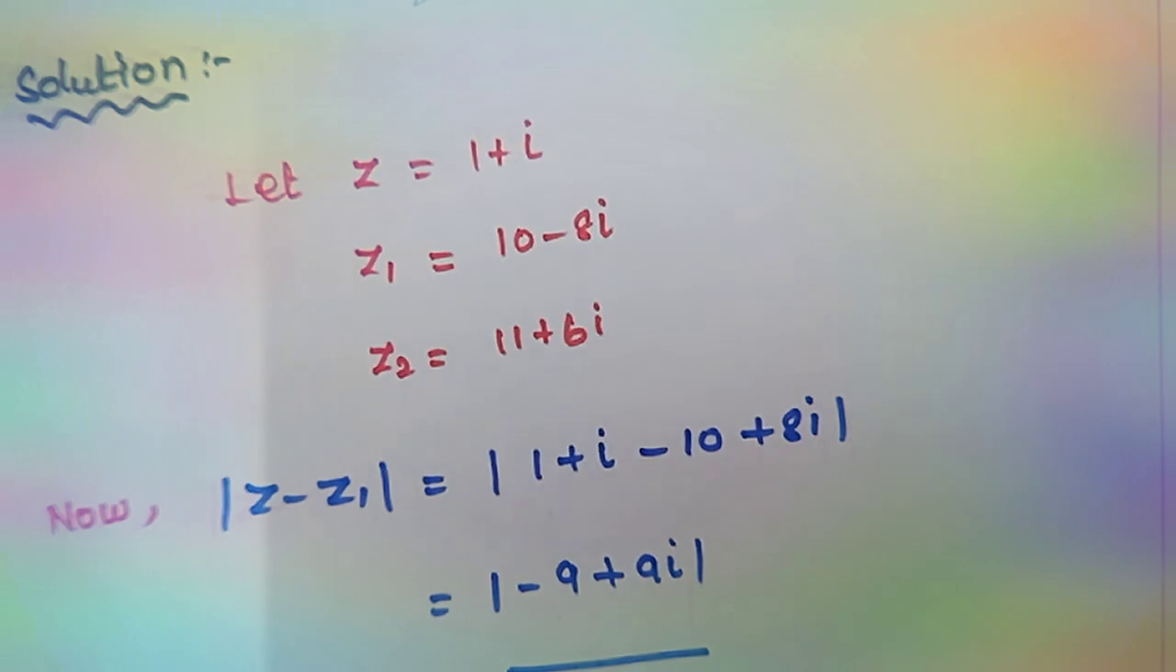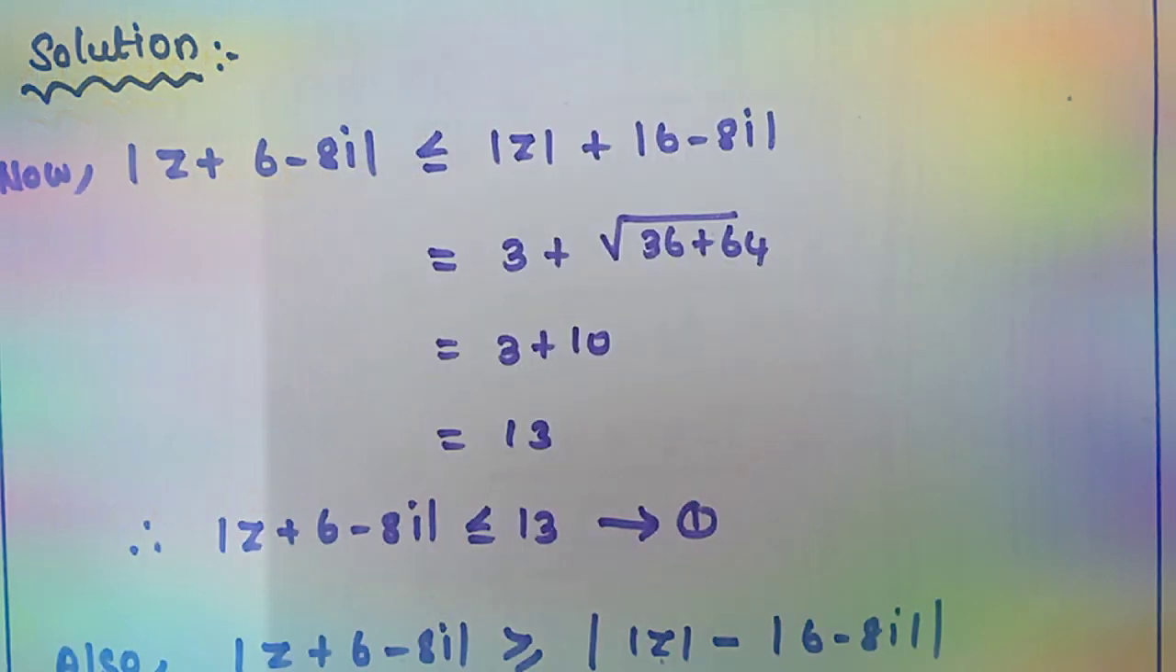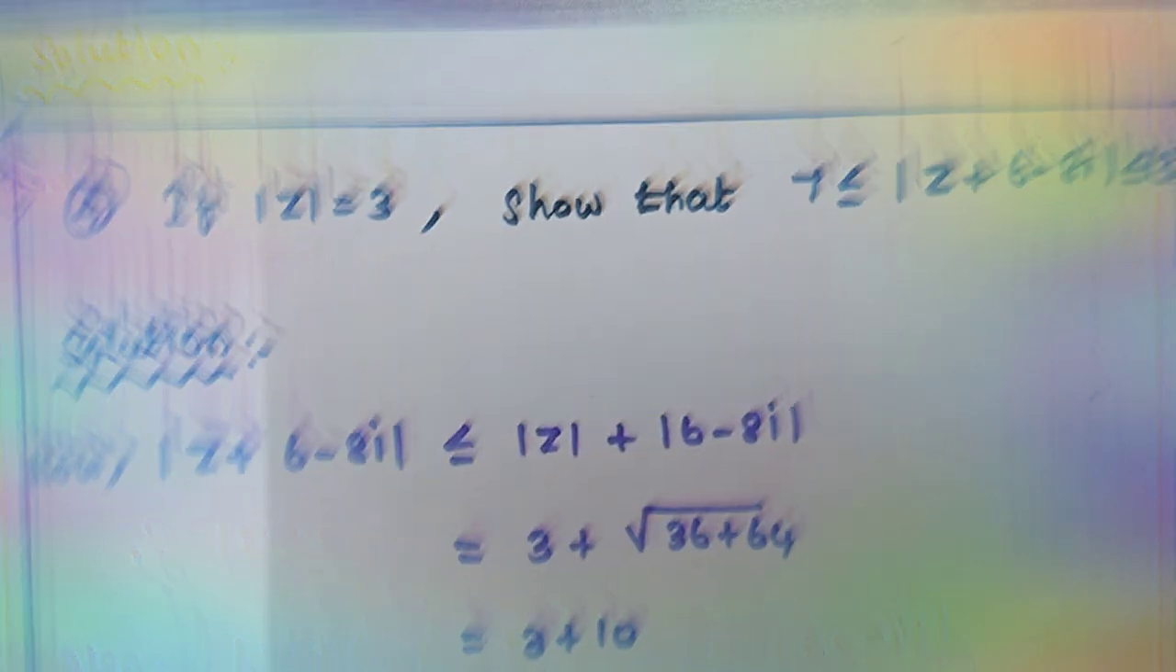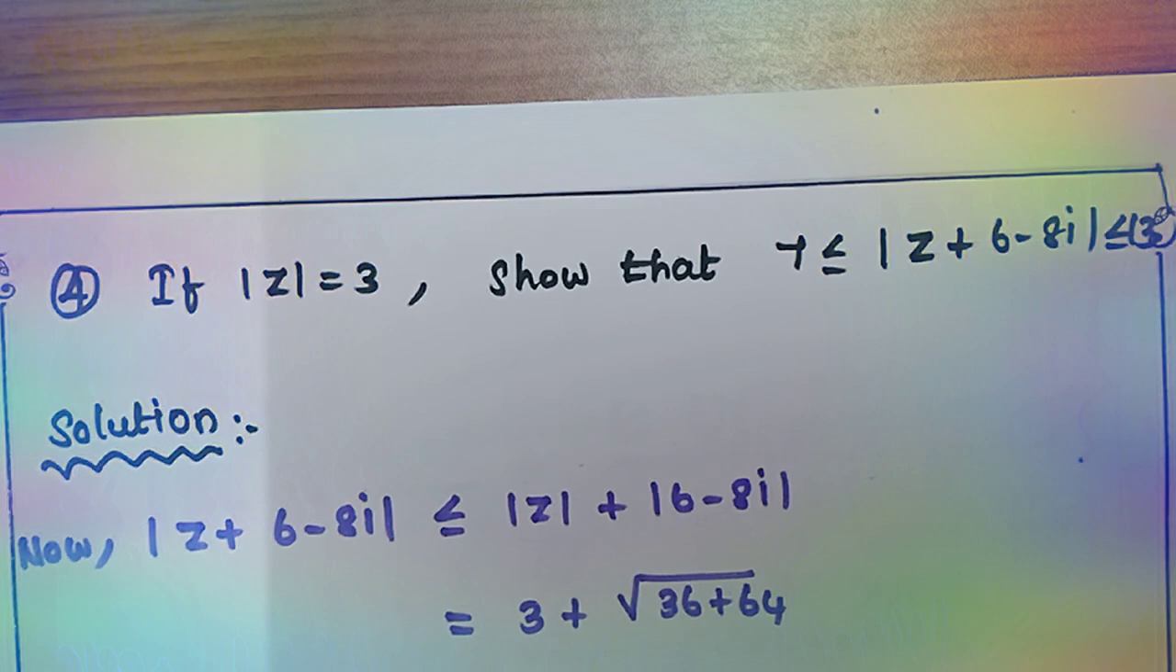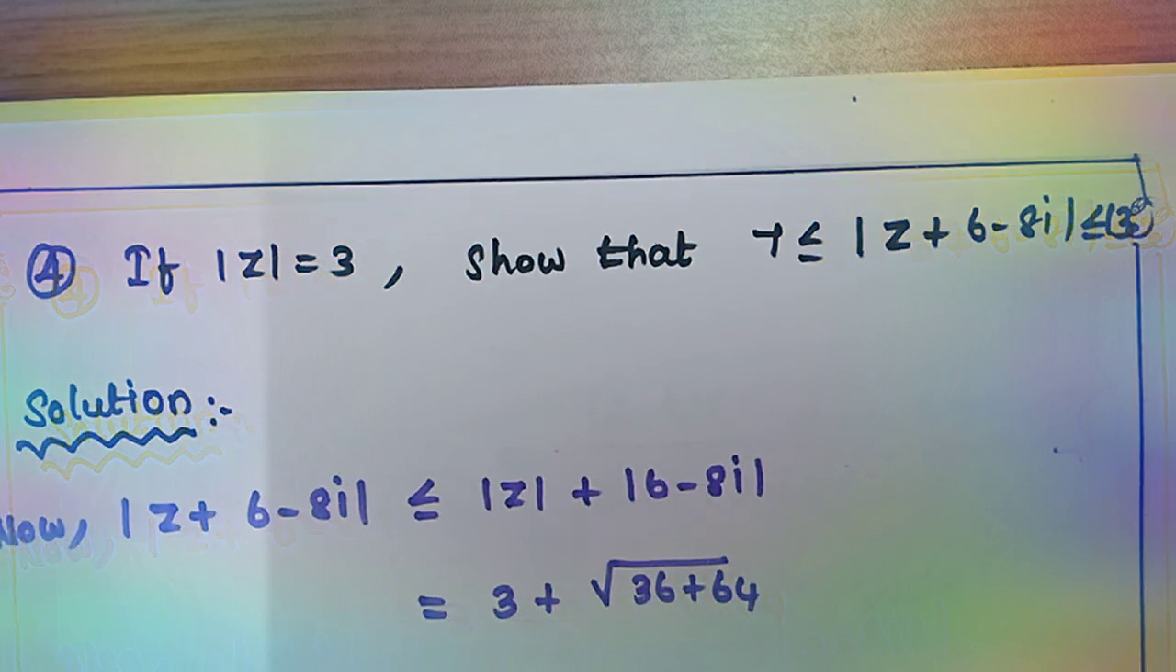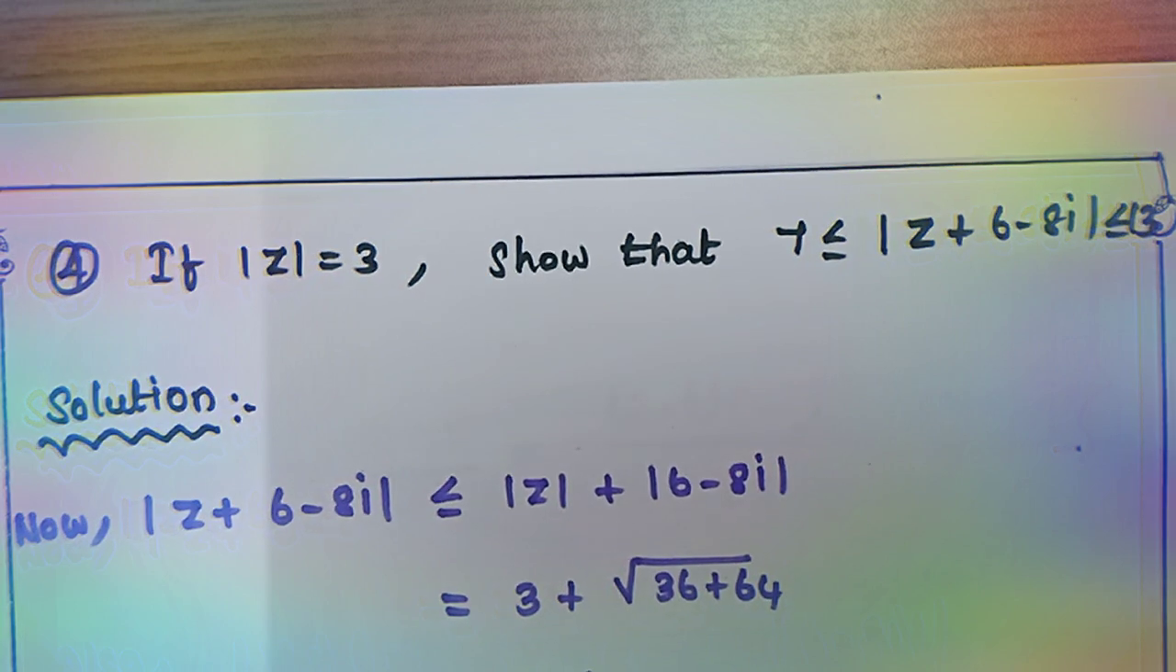Next we have to move to problem 4. If modulus of z equals 3, show that 7 is less than or equal to modulus of z plus 6 minus 8i, which is less than or equal to 13. We have two conditions.